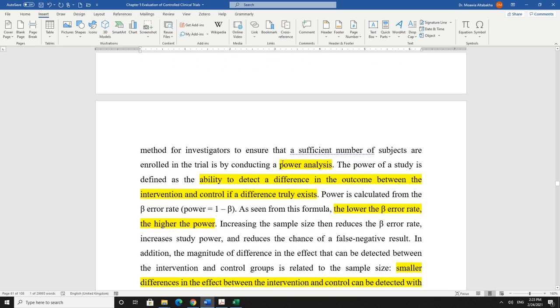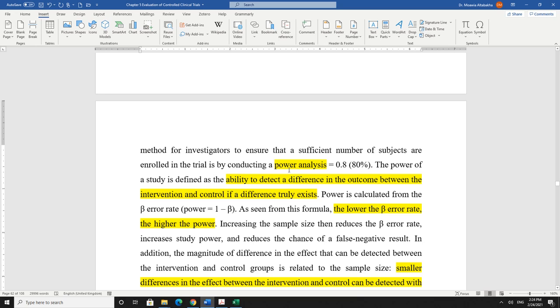Okay, now let's talk about power. Sometimes they call it power, or power of the study, or power analysis. Now, what do we mean by that? Define it. It's the ability to detect a difference in the outcome between the two groups if it exists. How much power does this study have to detect the difference if it exists? The minimum that is accepted is 80% or 0.8. So it should be at least 0.8 or 80%. This is acceptable. Okay, so the study should have a power to detect a difference if it really exists by 80%.